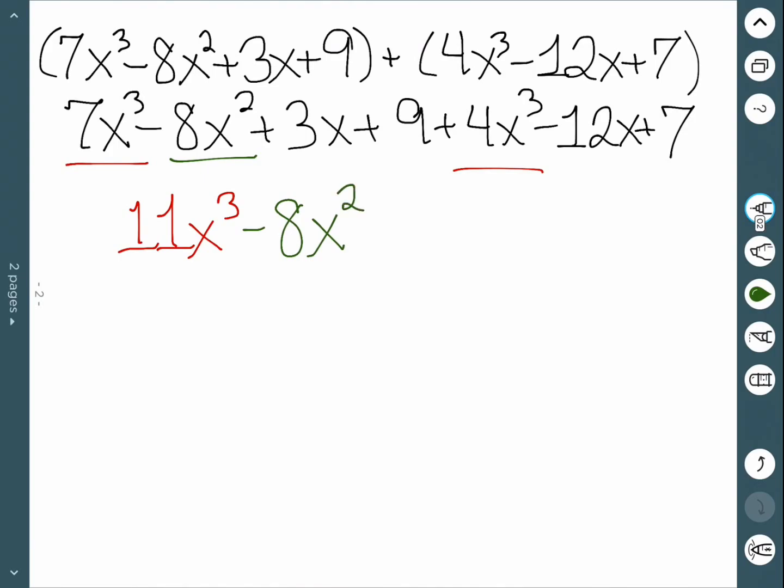Now we look at the x's. We have this 3x and negative 12x, and 3 plus negative 12 would be negative 9, so a negative 9x. And then finally we look at our constants. I have a 9 and a 7, and 9 plus 7 is 16. So when we added these polynomials, we got 11x cubed minus 8x squared minus 9x plus 16. Let's do one more of these.